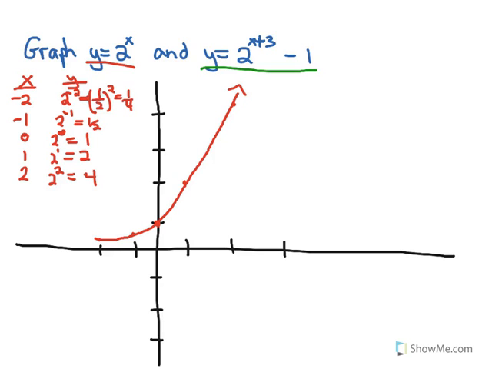Now hopefully we can see just from the pattern that this is going to start getting closer and closer to 0, but it will never actually get to 0. And if we think about y, this is the graph y equals 2 to the x.